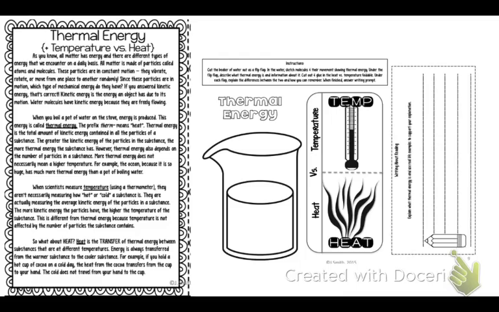Before we get started, you need these two pages. The first on the left is the thermal energy reading. It's a half sheet. The second page has the picture of a beaker and a thermometer and fire, and of course a pencil. And it's titled Thermal Energy. So if you have those things, and of course your interactive notebook, let's begin.